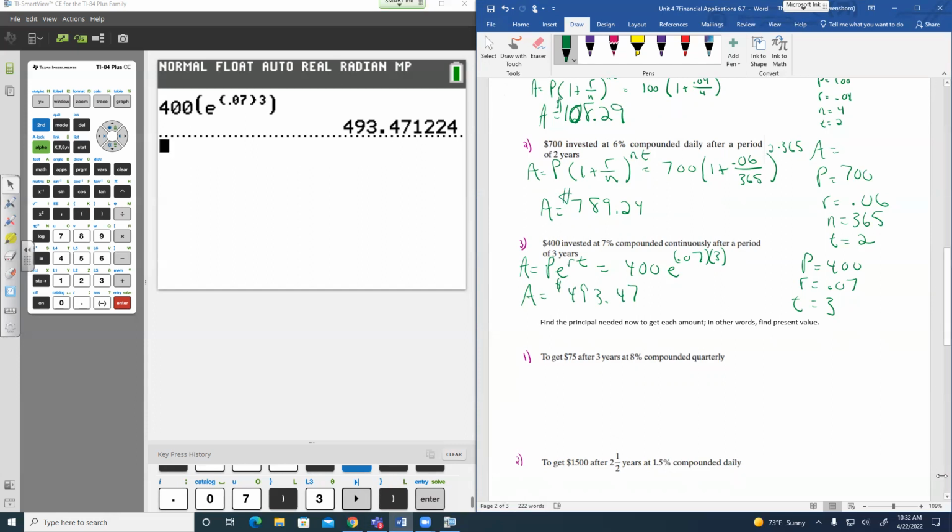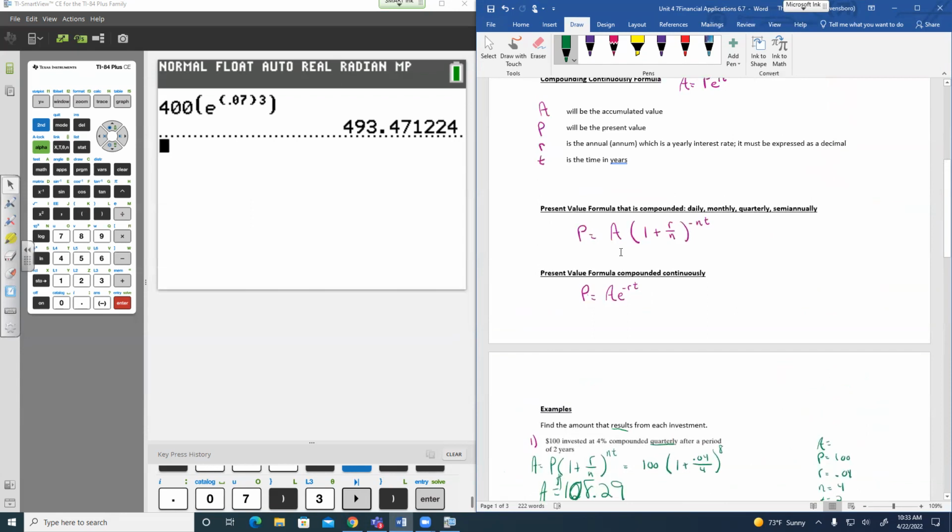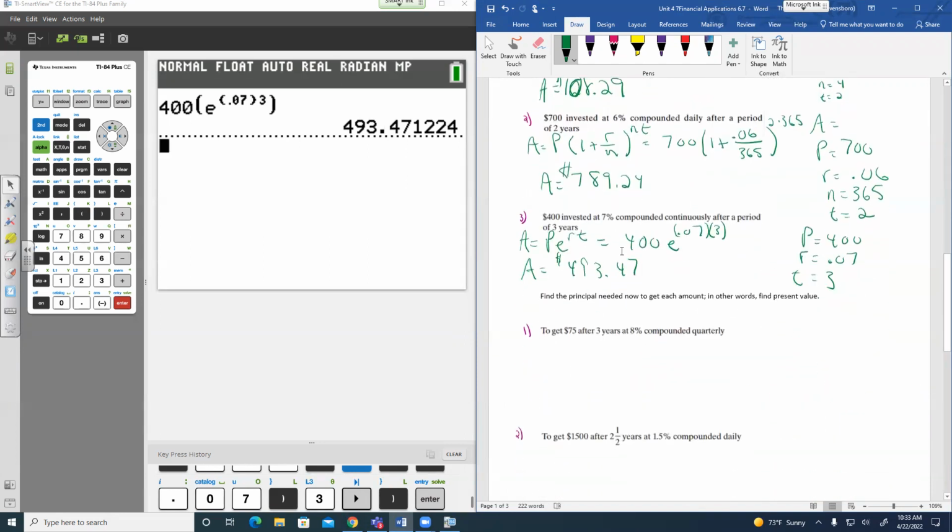So the next thing is sometimes we'll be looking to find the principal needed to get each amount. In other words, they're looking for the present value. So our goal is to get $75. That's our future value or our final amount after 3 years, and it's 8% compounded quarterly. So that tells me that if we're looking for present value, we're going to be using this formula here. It looks very similar, except now we use a negative in the nt, and the P and the A are switched places there.